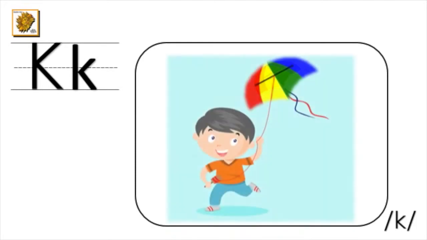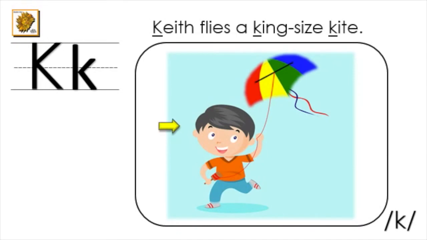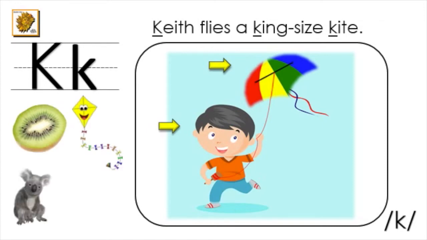This is the uppercase letter K. This is the lowercase letter K. The letter K says K. Say K, boys and girls. Very good. Keith flies a king-size kite. The letter K says K for kiwi, kite, koala, and key.